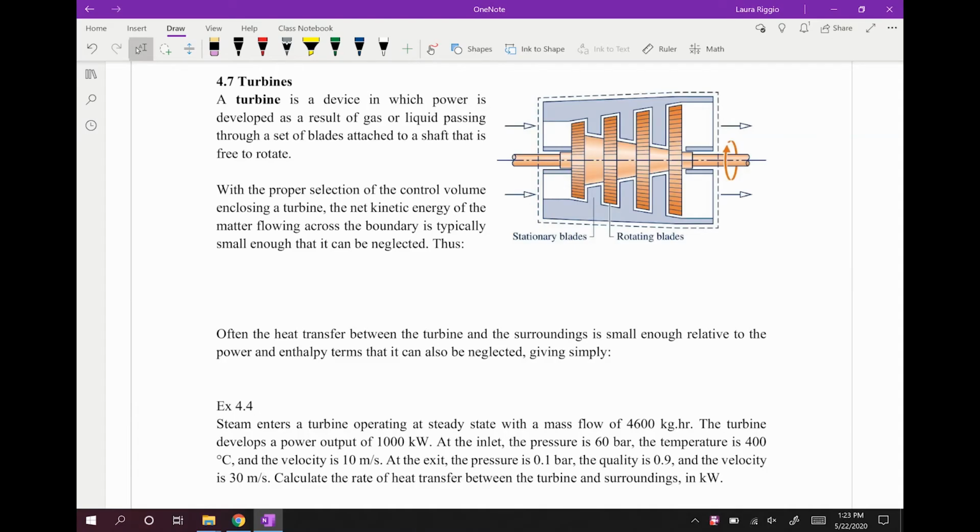In this lecture, we're going to go over turbines. A turbine is a device in which power is developed as a result of a gas or liquid passing through a set of blades attached to a shaft. They're used in power generation and in airplanes.